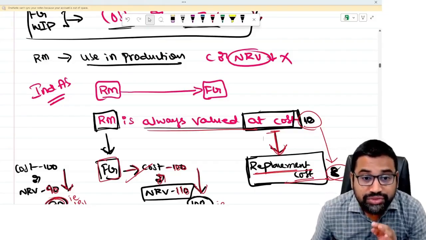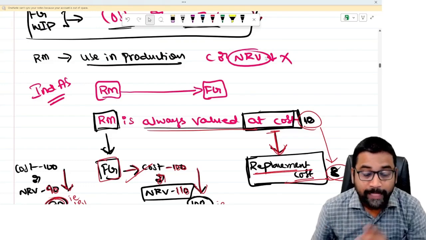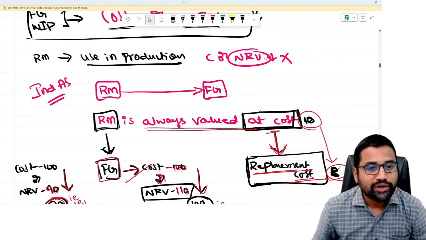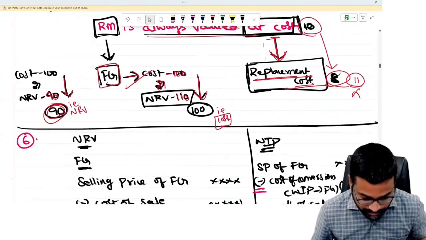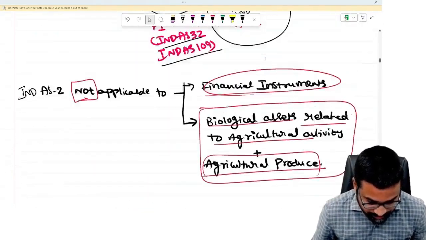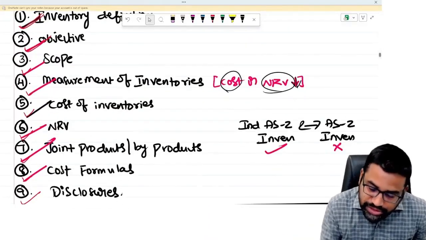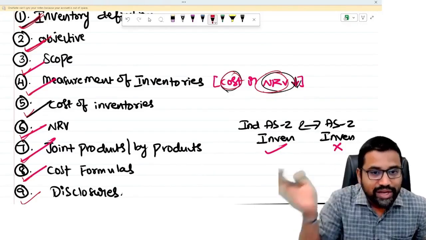If the finished goods are valued at cost, no problem, raw material will be valued at cost. If the finished good is valued at NRV, then raw material should be brought to its replacement cost, provided this replacement cost is less than the cost. That's it. So this is how you measure the inventories. What we understood: cost or NRV, whichever is lower.